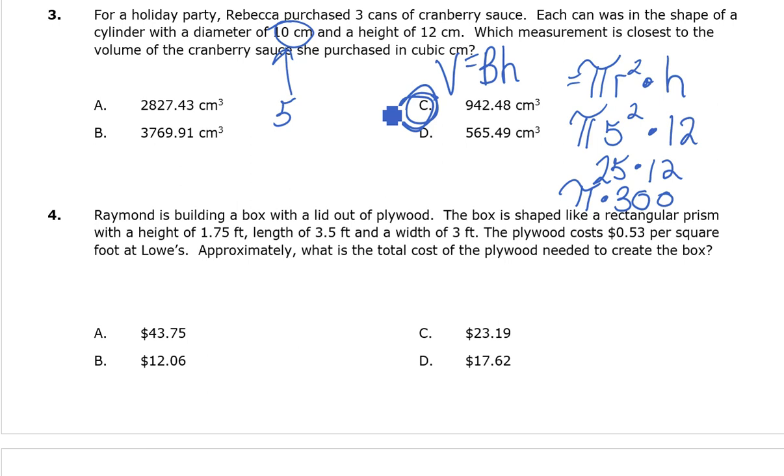Okay, so first I need to know the entire size of my box, and then I can calculate the price of my box. So it's shaped like a rectangular prism. So I know I want to use my formula of perimeter of the base times height plus 2 times the area of my base.